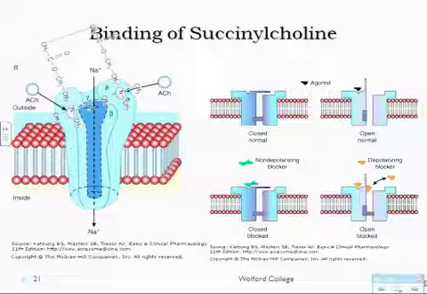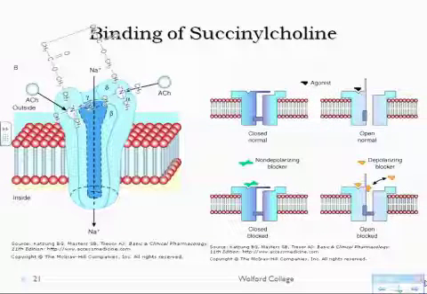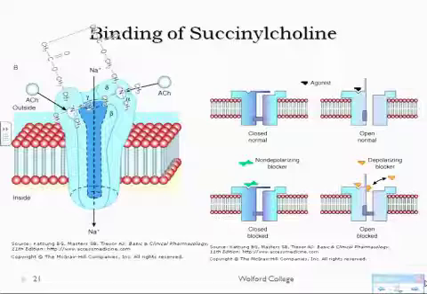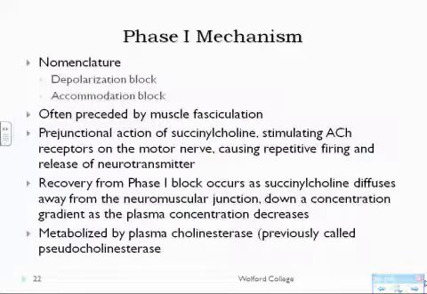Okay? The non-depolarizer agents basically don't allow this channel to open at all. They just block the site so acetylcholine can't bind to it. That's called a competitive inhibition. Now let's talk about the phase 1 mechanism and talk about train of 4.